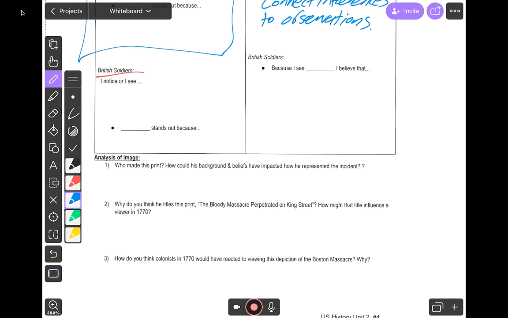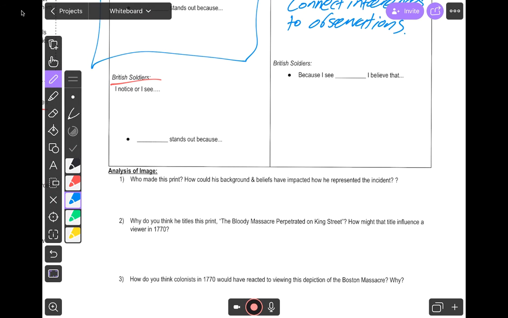To conclude, we also have some analysis questions. The first question is really hitting on sourcing. So use that background reading that is next to the print. Then we're getting into some more of our W questions. So why do you think Revere titles this print The Bloody Massacre on King Street? How might this influence a viewer? So we're looking at perspective as well.